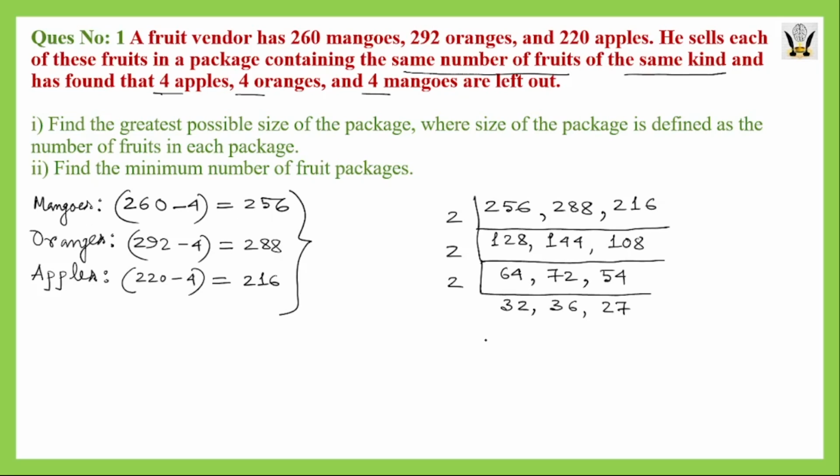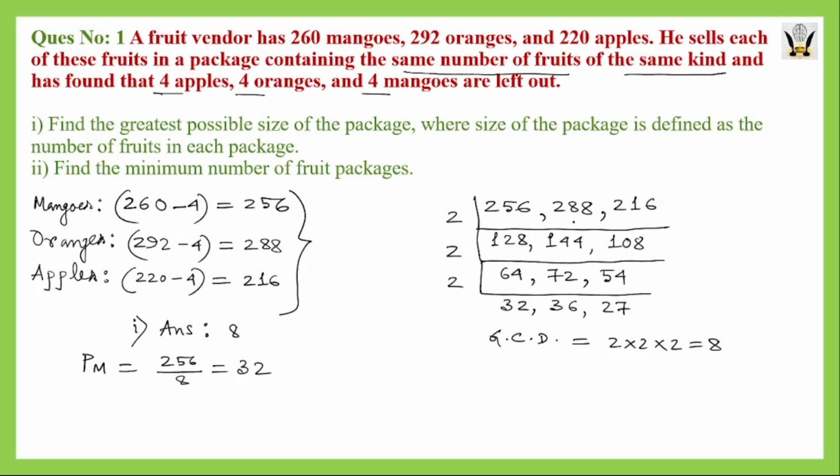Now what we can see is that 32, 36 and 27 don't have any more common divisor. So the GCD of these three numbers will be 8. So the answer of the first part is 8, and the answer of the second part is to find the minimum number of fruit packages. So when we divide 256 by 8, that gives us the value 32.